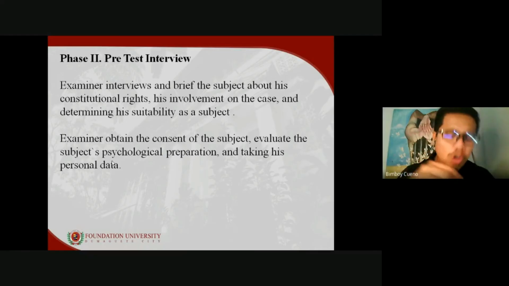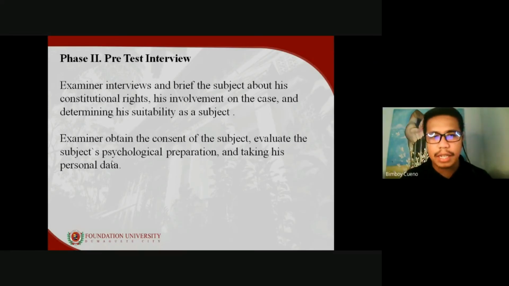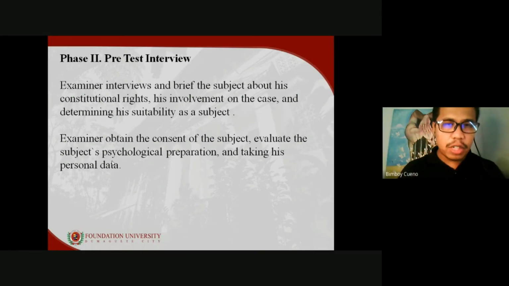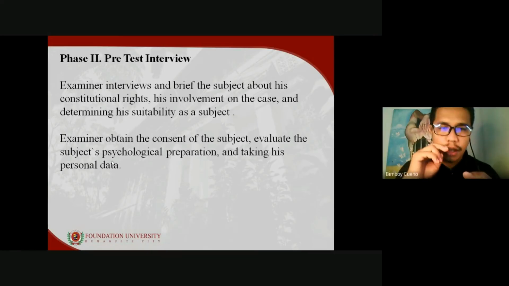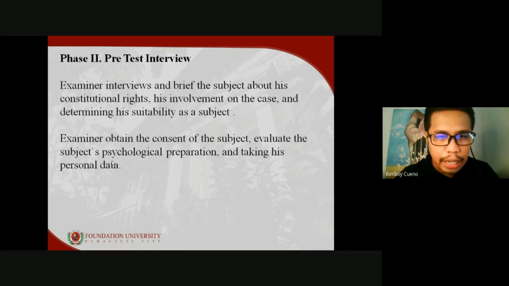So again, unang may tabo, you have to brief, orient the subject about his constitutional rights. Sunod, you have to determine the suitability of the subject. Ikatulo, which is very important, is you have to obtain the consent of the subject. Okay? So after the briefing of the constitutional rights, you determine his physical, emotional suitability to undergo for the lie detector test. Then last would be, you have to obtain the consent.